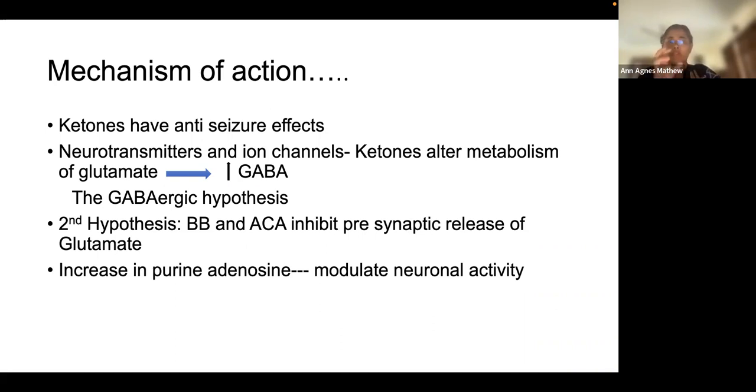It plays around with the neurotransmitter milieu in the brain. So ion channels, ketones, they alter the metabolism and increase the inhibitory GABA receptor. This is the GABAergic hypothesis. This is the primary hypothesis that the ketogenic diet works on. The other hypothesis is that at the blood-brain barrier, acetoacetate inhibits presynaptic release of glutamate. Some of the ketones as well increase purine adenosine, upregulating it, and that also reduces the firing of neurons.